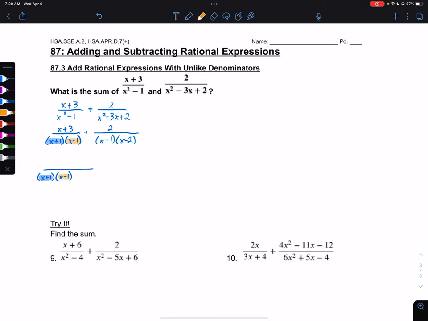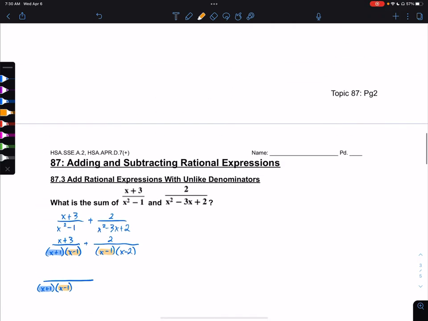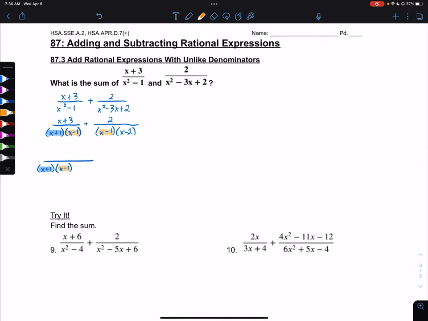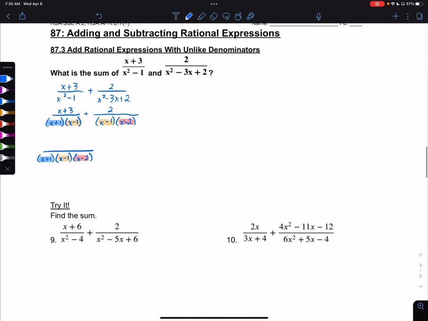So we have the x + 1 and the x − 1 from the first denominator. If I look at my second denominator, I already have that x − 1, so I've already included that in the denominator, but the x − 2 has not been included, so I'm going to need to bring that into the denominator. And now I have an LCM. I have the least common multiple, I have a common denominator.